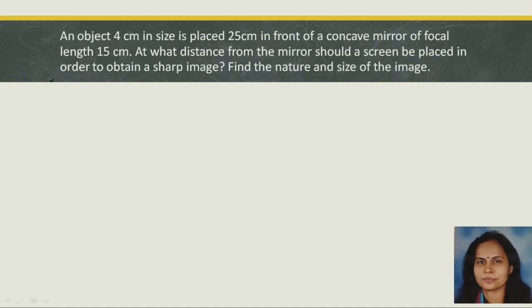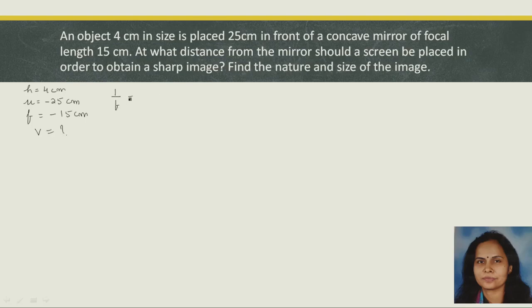An object 4 cm in size, that means h is given to you, that is 4 cm, is placed 25 cm in front of the concave mirror. So u here is 25 cm with negative sign, because object distance is always negative. Focal length of the concave mirror is given to us, which is again negative, minus 15 cm, and we have to find out where we have to place the screen. Place the screen means where we'll get the image, so we have to find out v here first. And next we have to find out the nature and the size. So let's see how we can do it.